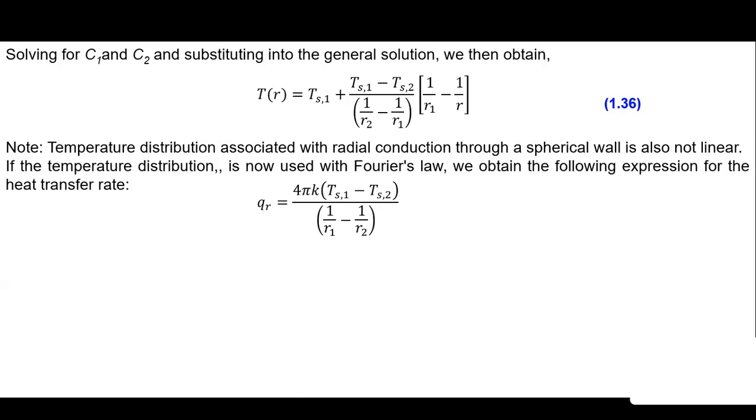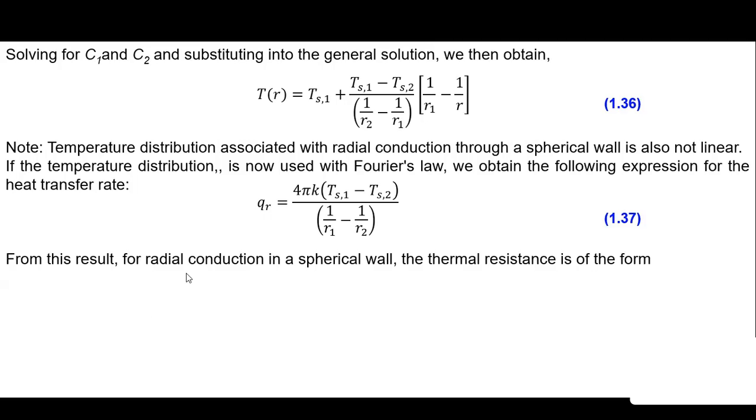The radial heat flow in a spherical system, a hollow spherical system, is equal to 4 pi k (Ts1 minus Ts2) divided by (1 upon R1 minus 1 upon R2). Once again, observation: k is in the numerator, temperature difference is in the numerator, and the other terms, 1 upon R1 minus 1 upon R2 and 4 pi, represent the geometrical conditions of the object. I'm giving you this comparison so that you can remember and understand things in a better way. Now this is equation 1.37.